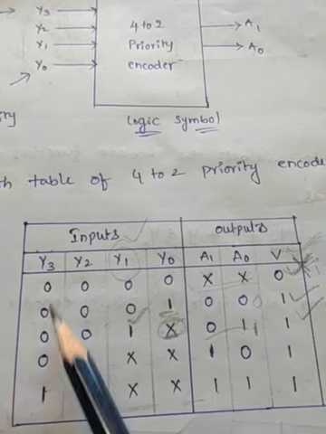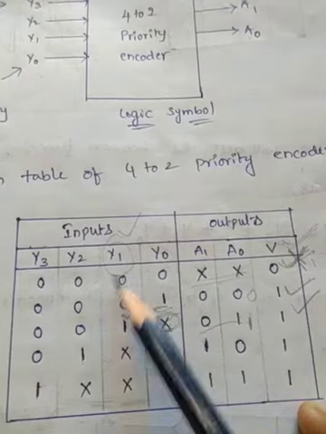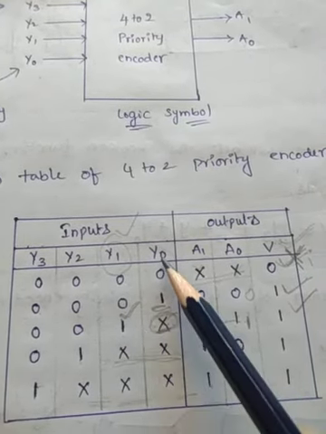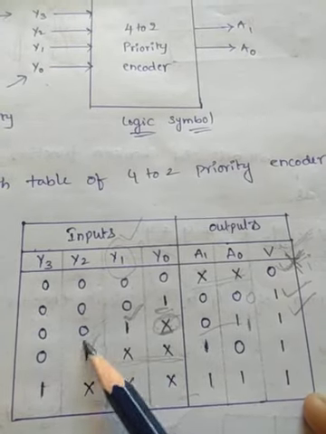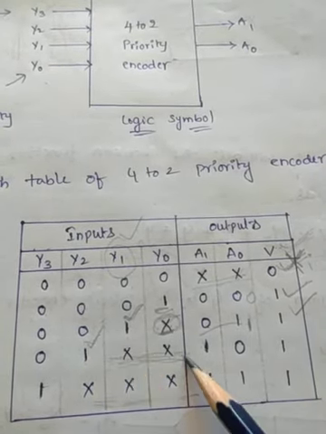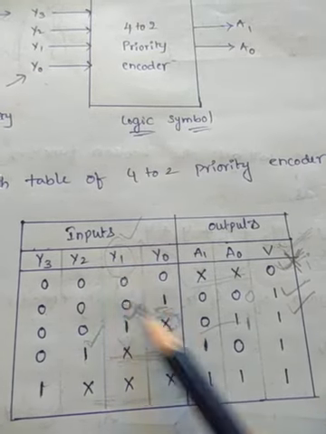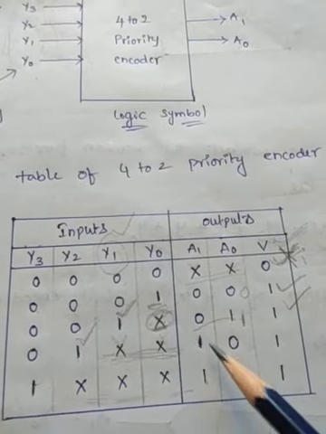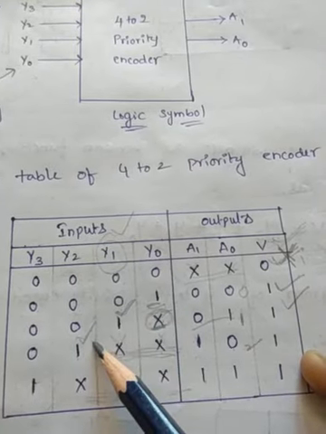Next, y3 is 0, y2 is 1, and there is no need to consider y1 and y0 values. Because y2 is enabled, there is no need to consider these two values. So these are don't cares. So y1 and y0 are don't cares when y2 is high. And the outputs are 1 0. 1 0 means 2. y2 line is served.